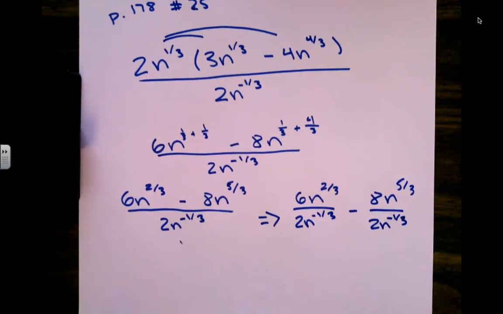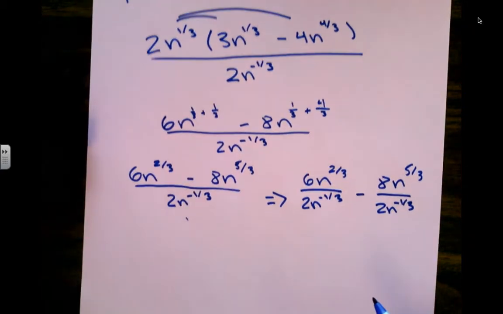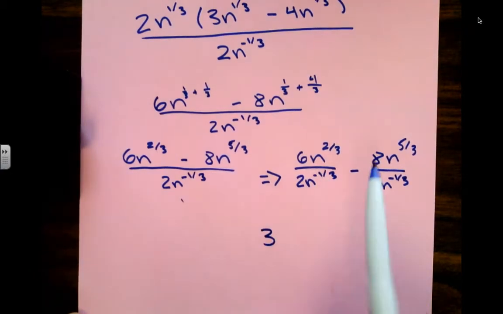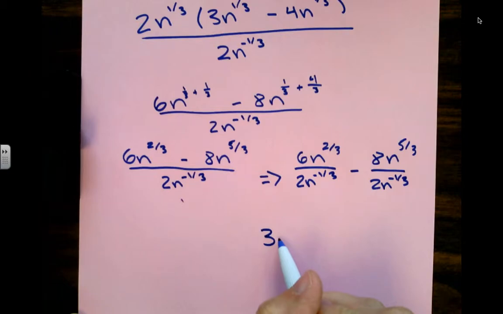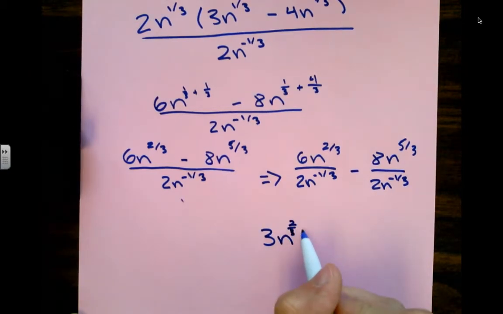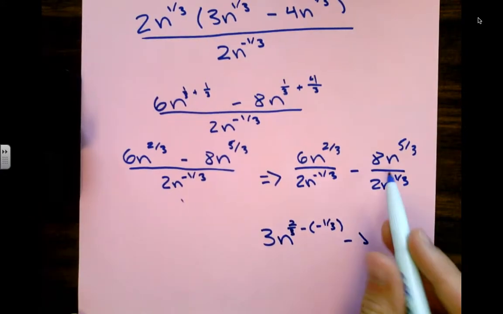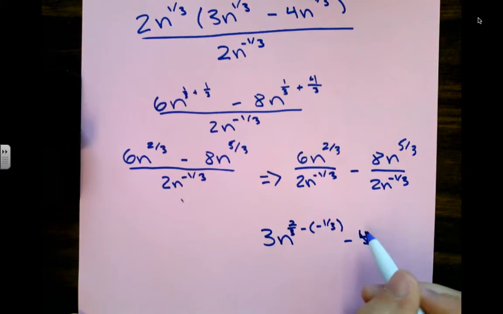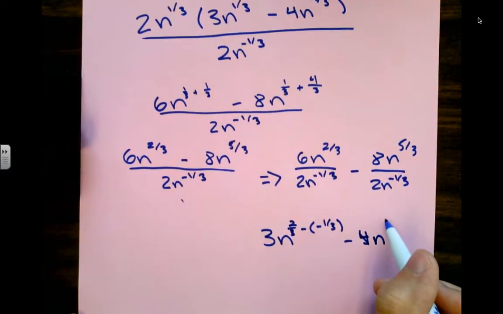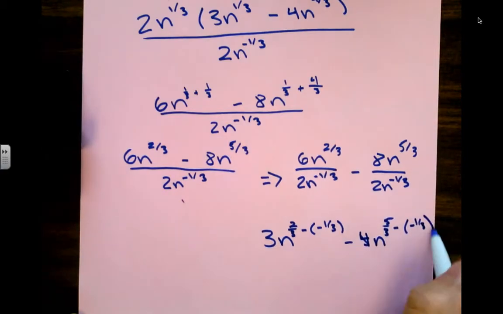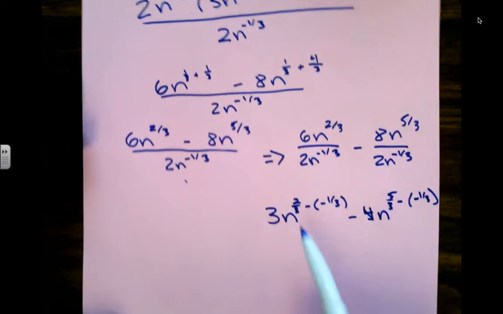And that's always the trickiest part, because now from here we see we could just use our exponent rules. On the left hand side, I would simplify the 6 over 2 first. That is 3. I have two things of the same base, so I would subtract those exponents. So I would do 2/3 minus negative 1/3. All that is subtracted by 8 over 2. I'm sorry, that should be 4. And the same thing, two things of the same base, subtract those exponents. So I would subtract negative 1/3. And I continue to simplify.